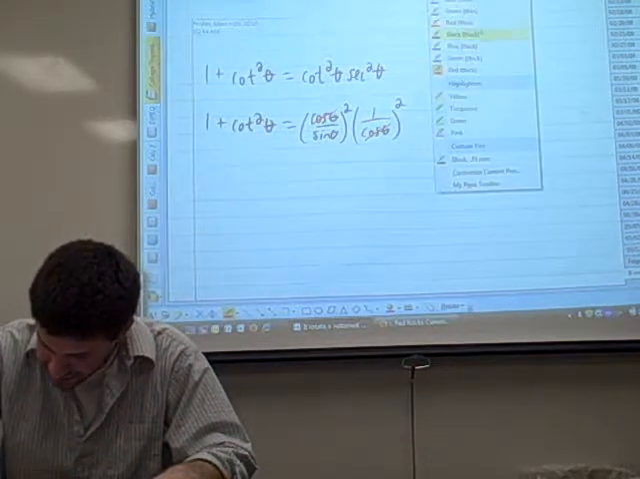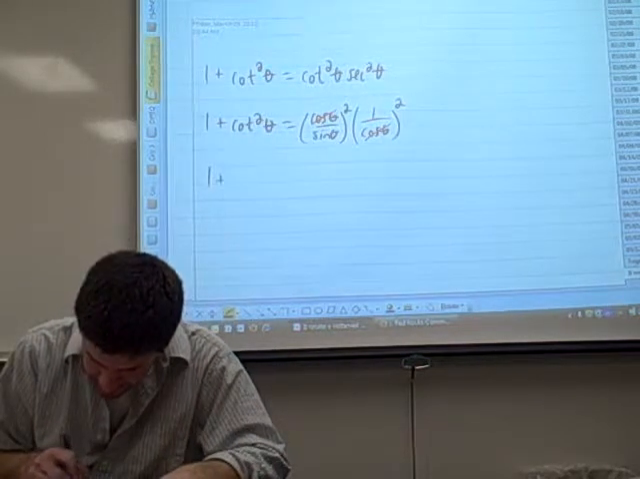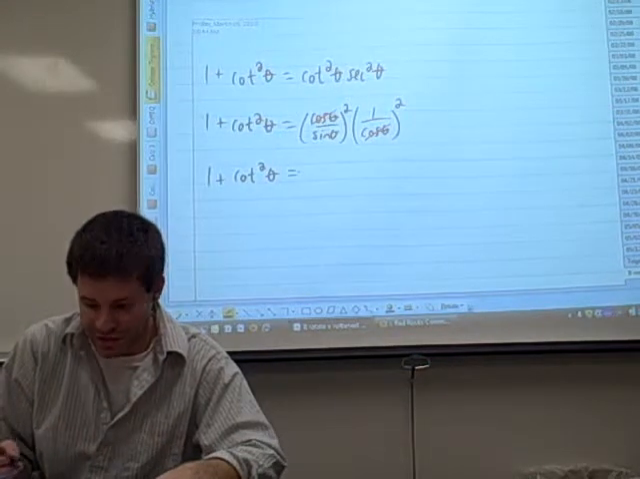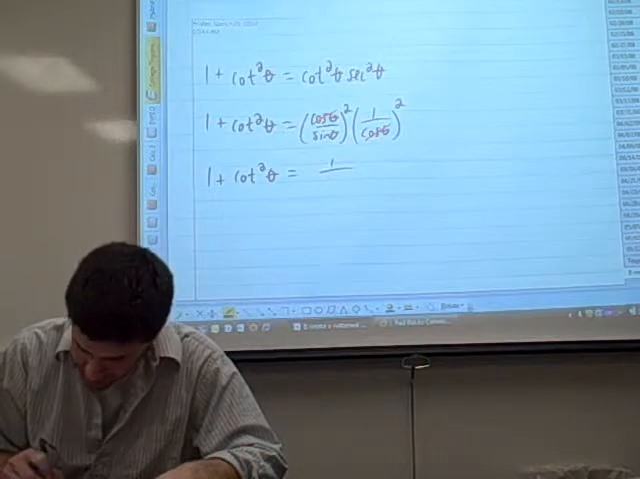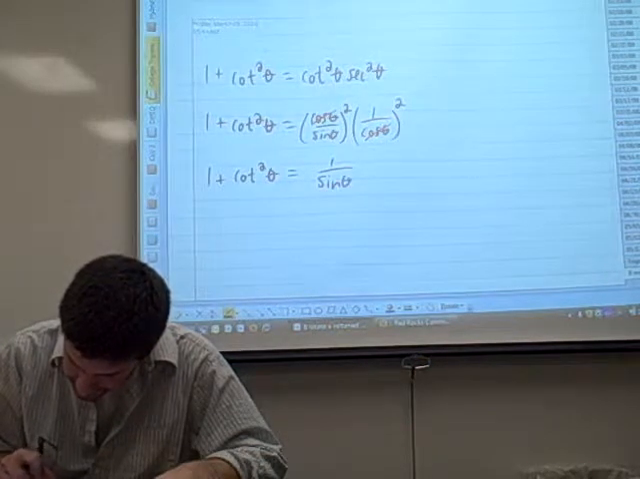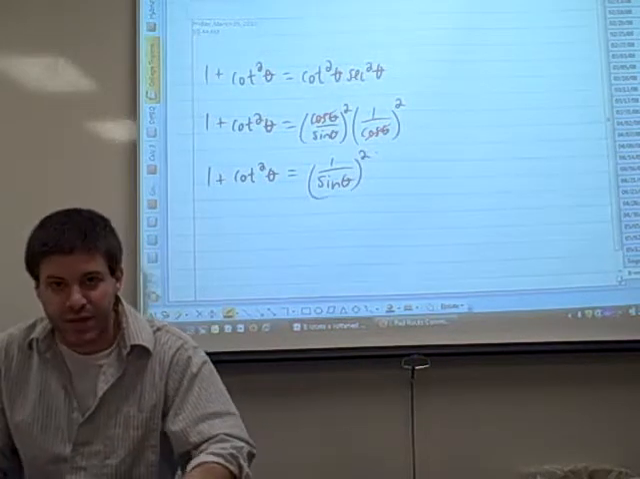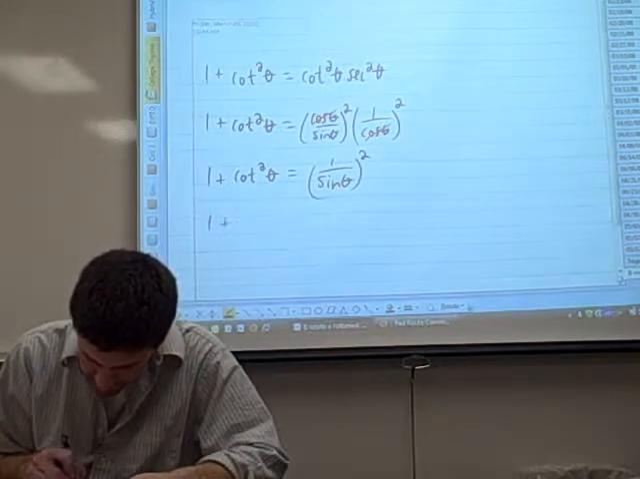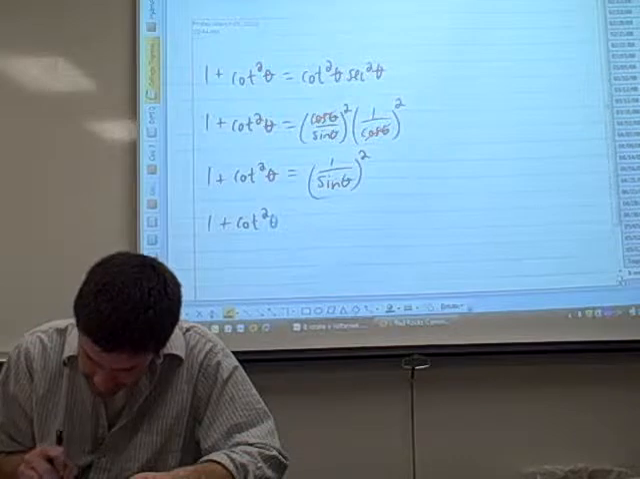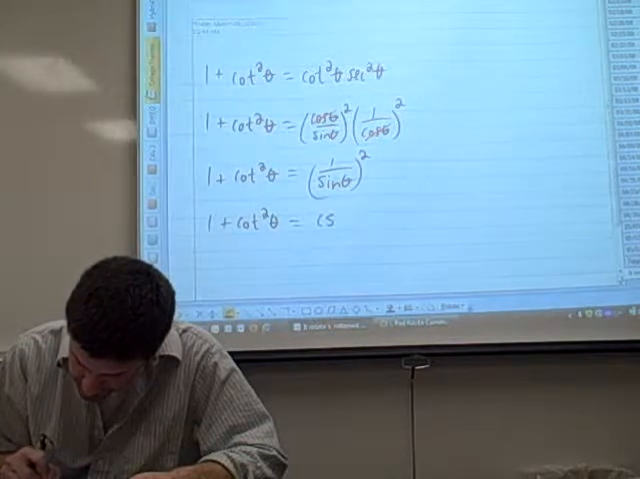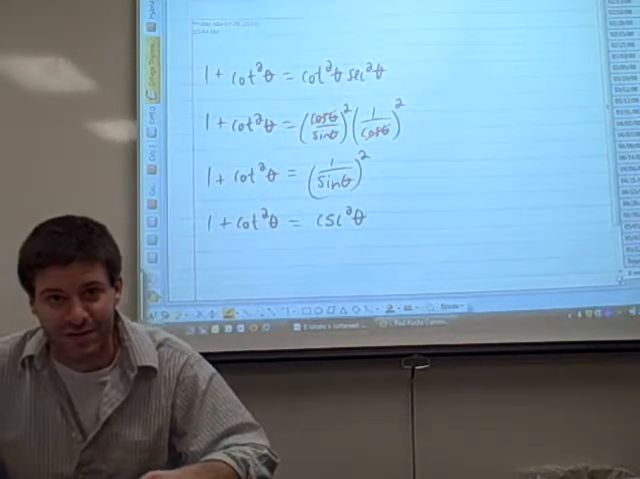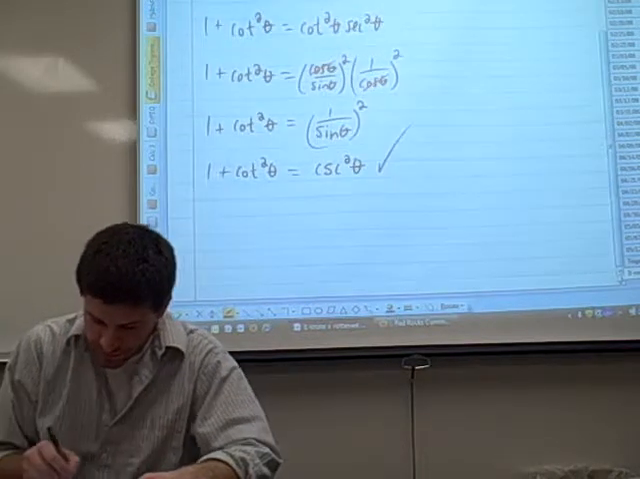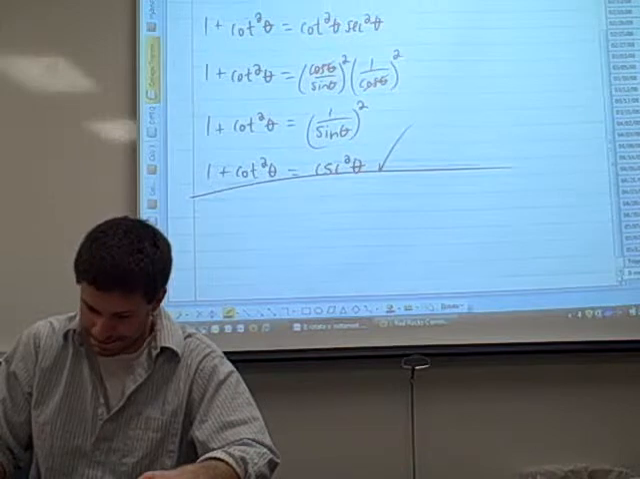And you're going to be left with 1 plus cotangent squared equals, and we just have a 1 over sine theta squared. Of course, 1 over sine is just cosecant, so we have 1 plus cotangent squared equals cosecant squared. Look that up in your list of identities and it'll be on there. Let's try that a different way.